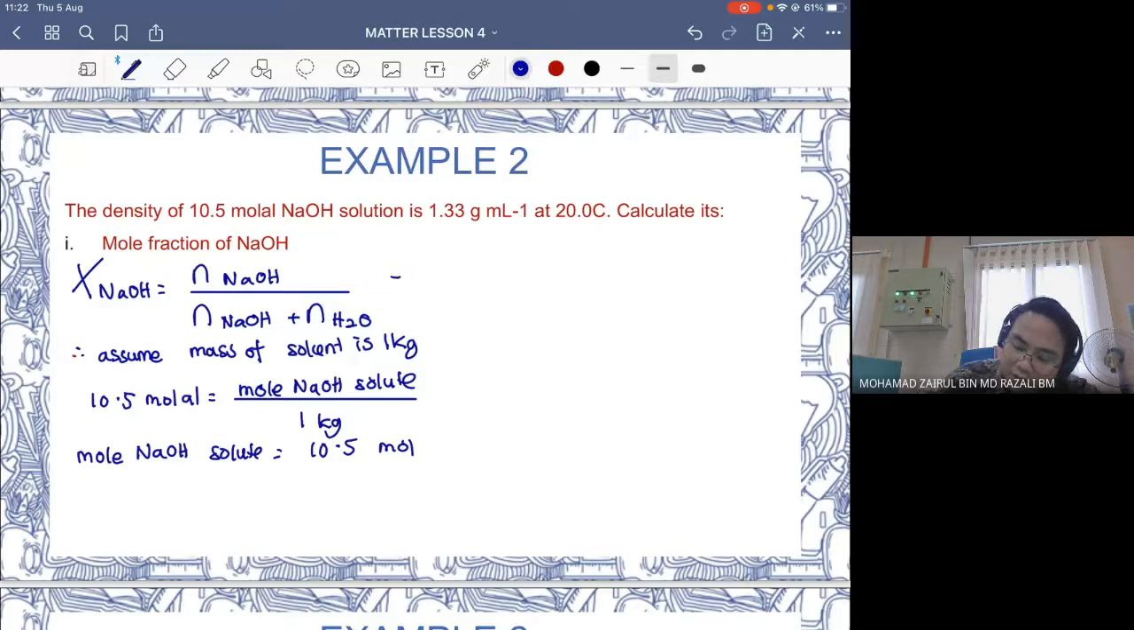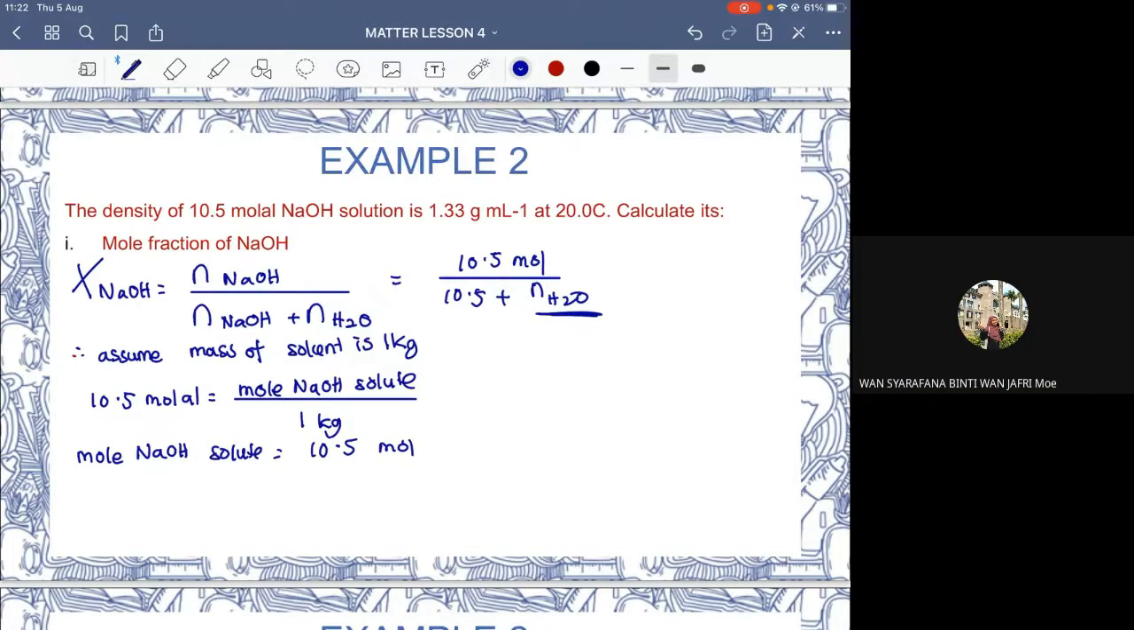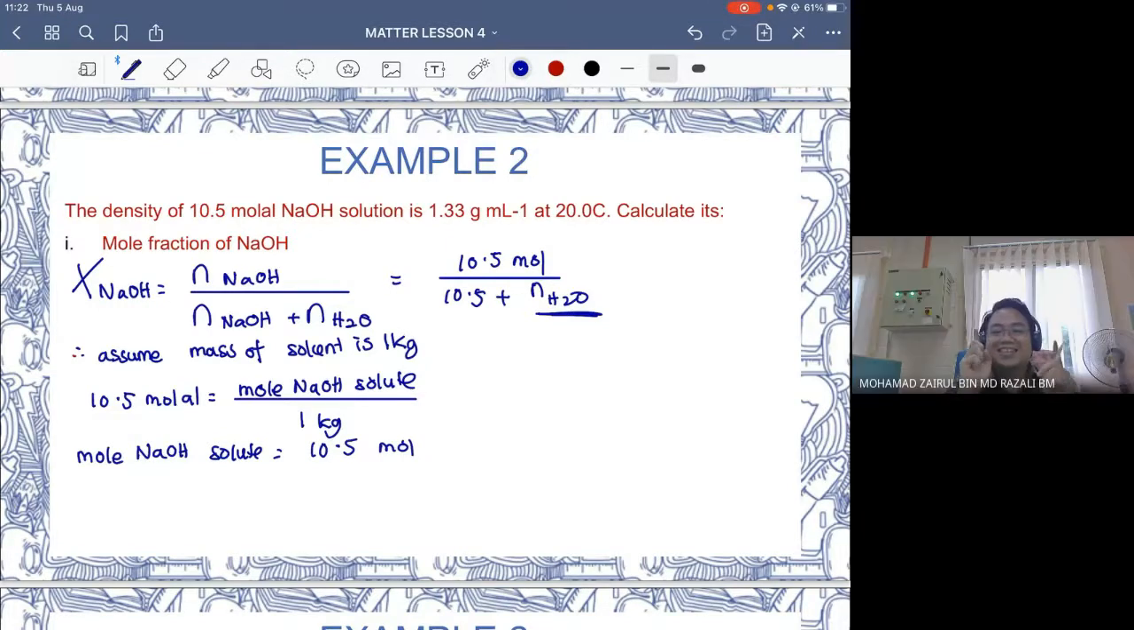Okay, so now kita boleh dapat dah. So ni 10.5 mole. Tapi we still need to find the mole of water. Okay, mole of water kita nak dapat daripada mana? Clue dia ada dalam yang saya tunjuk. Mole of water tu awak nak dapat daripada mana? Guna mass yang kita assume tadi, lepas tu divide dengan molar mass H2O. Yes, correct. Betul. Bagus.